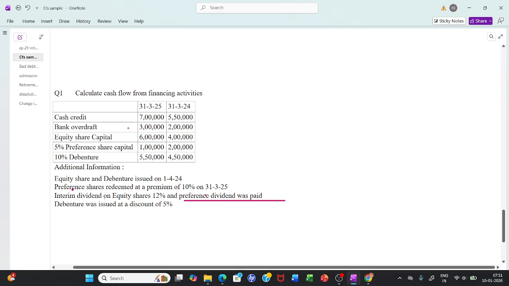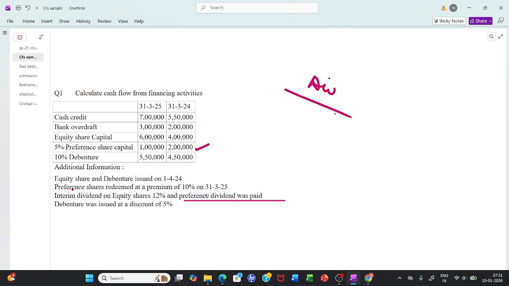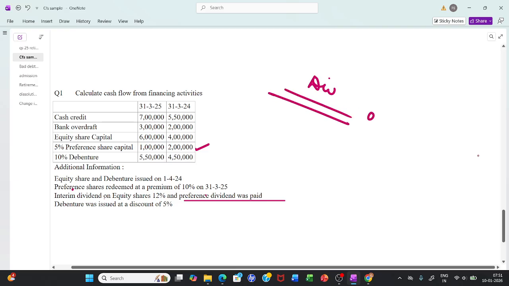So here you will pay on 2 lakh 5%. Okay, you can see the difference in the both. If it would have been normal dividend, final dividend, it is obvious that we have to pay the other one. But if it is interim dividend, then it is not obvious that we will give preference dividend. Please remember that. Understand this in these questions.